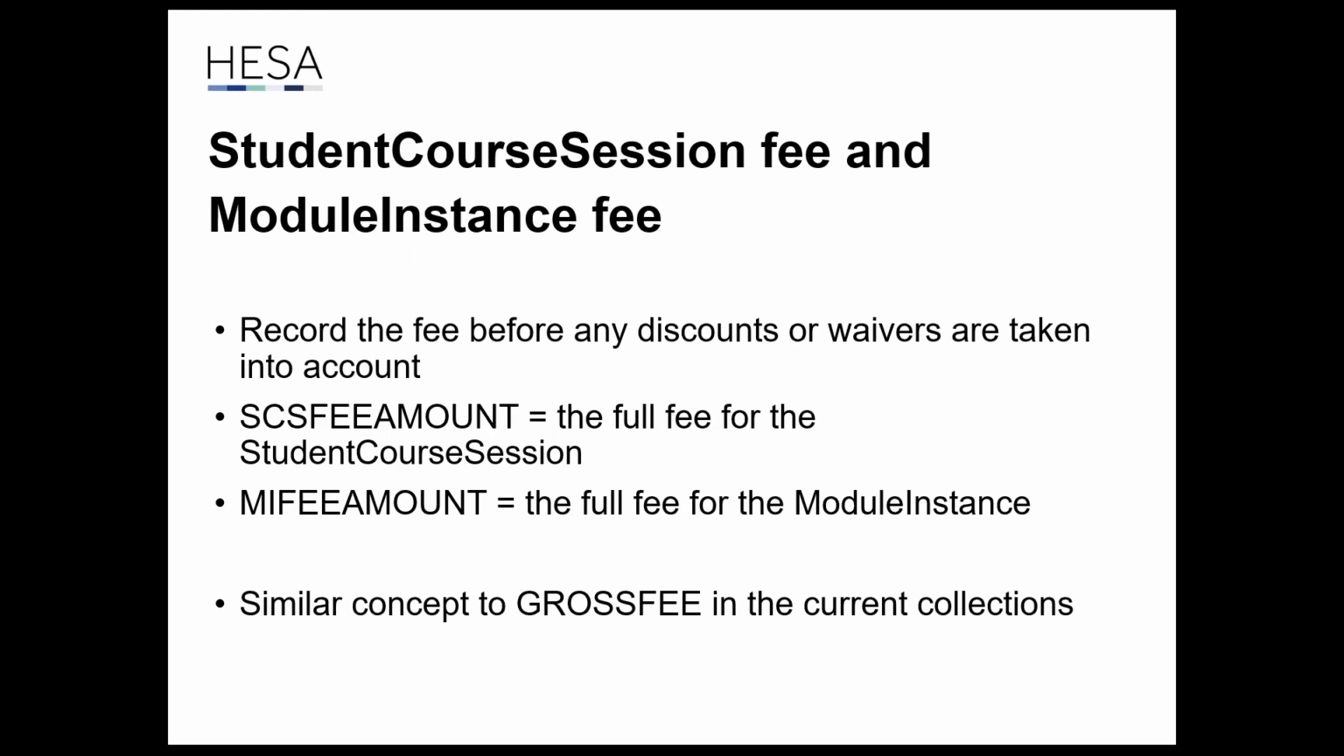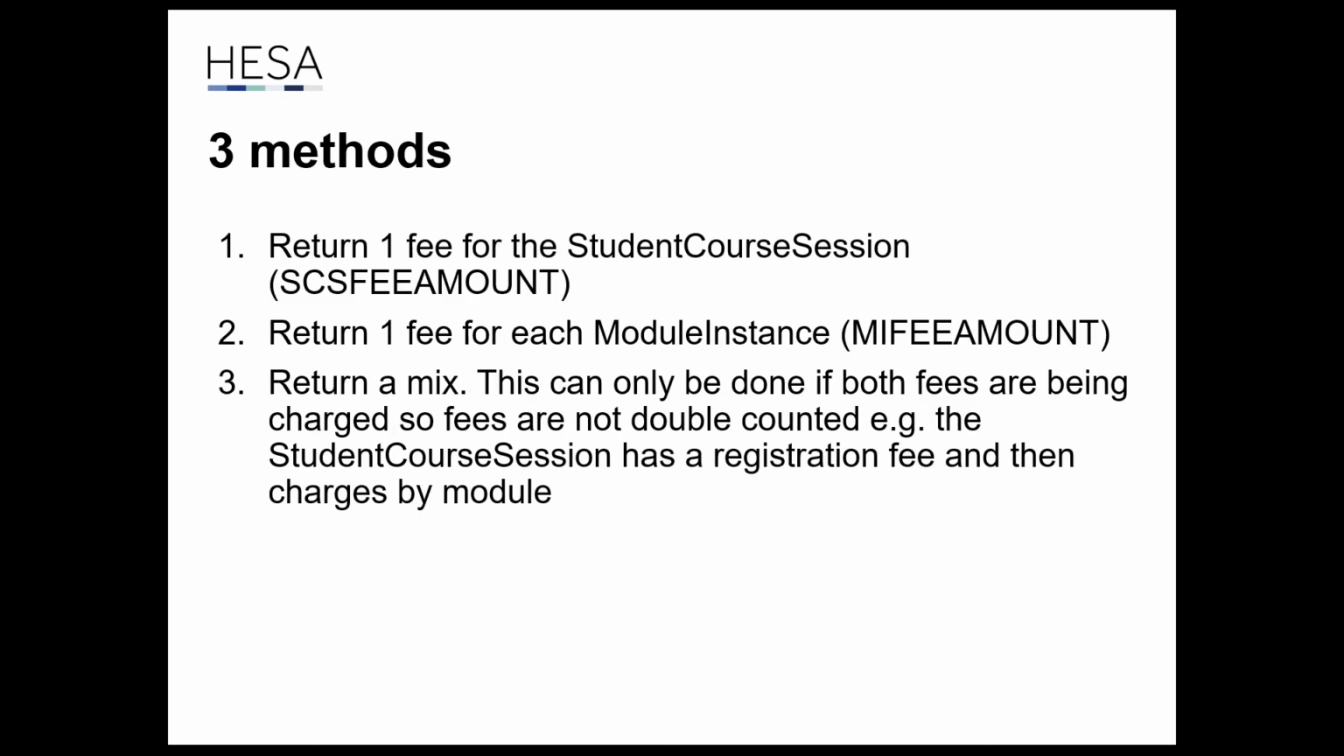The way that it works differently is because we have those fields at the two different levels. So I'll run through how that works. Providers have the option to return the fees in three different ways. They can return one fee for each student course session. If they charge their fees on a yearly basis, that's probably how they're going to return that. Each student course session just gets one student course session fee. Alternatively, they can return one fee for each module instance. And the third option is to return a mix of the two.